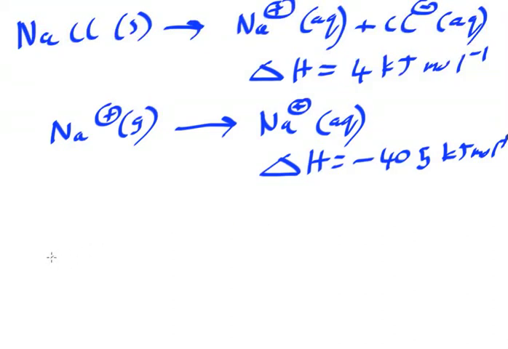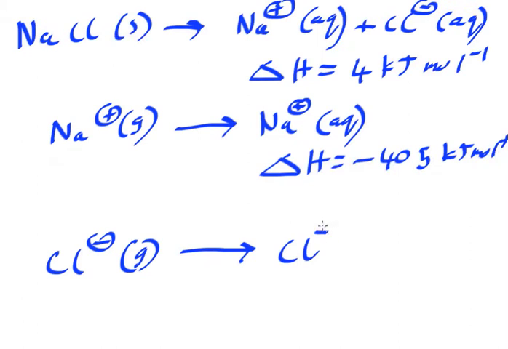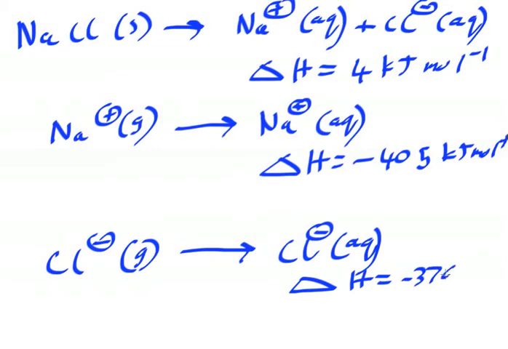And let's do another one. We're going to do something similar for chlorine. So this is all stuff that's given to you in a question, and this is just the beginning of a particular question. So chlorine is a gas, or the chloride ion is a gas, goes to the chloride ion dissolved in water, and it has a delta H as well. And in this case, the delta H is minus 376 kilojoules per mole.